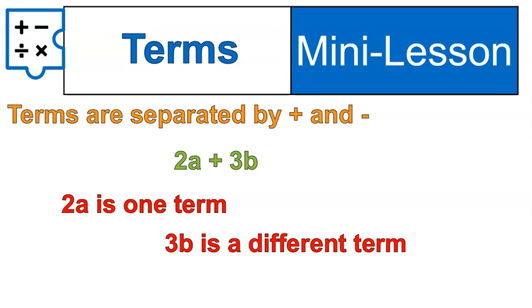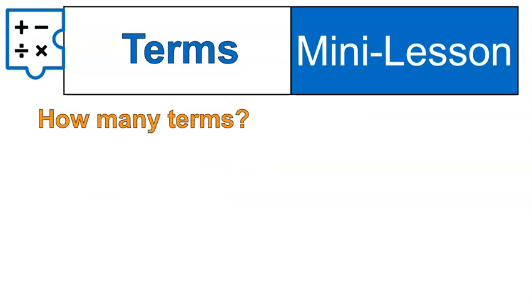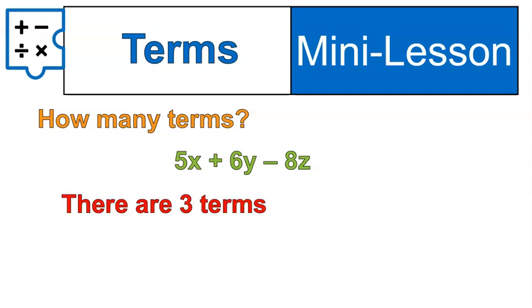So let's do just a little bit of practice with that. I know it's a lot to swallow. It's a lot of vocabulary for a math lesson, believe me. All right, how many terms are inside of this expression? 5x plus 6y minus 8z. How many terms are there? Well, there are three terms. 5x, 6y, and 8z. Do you see that?